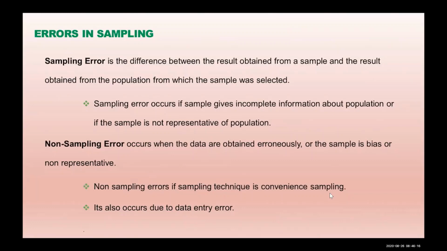It also occurs due to data entry error. Sometimes, even if you do the sampling properly, when you are recording the data, you may enter wrong data. For example, somebody says, I'm 25 years old, and you accidentally write 52. In that case, your result will be different. So that is called the data entry error. That type of error that occurs while sampling is called the non-sampling error.